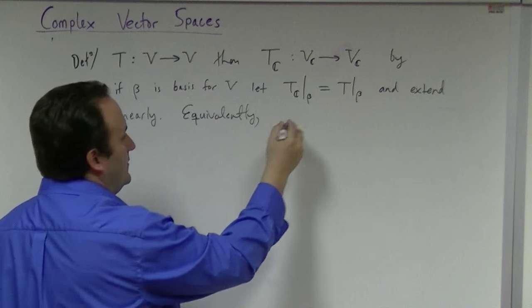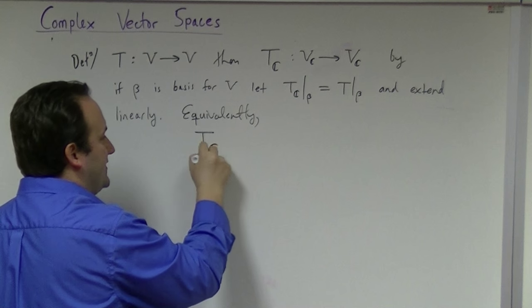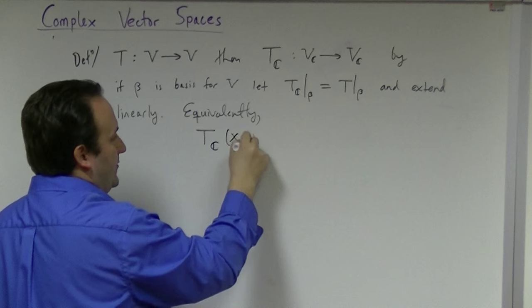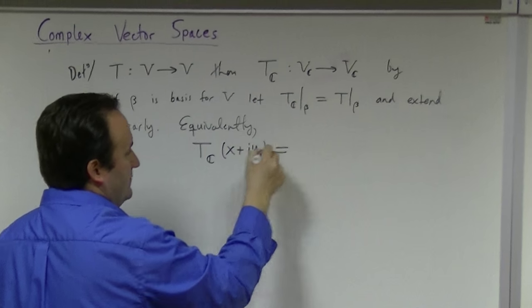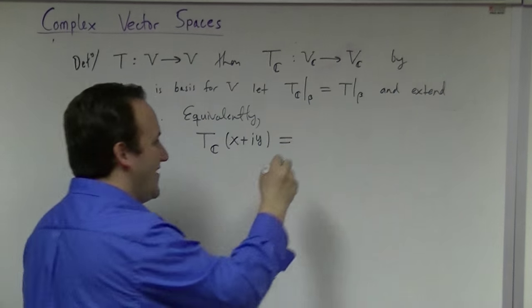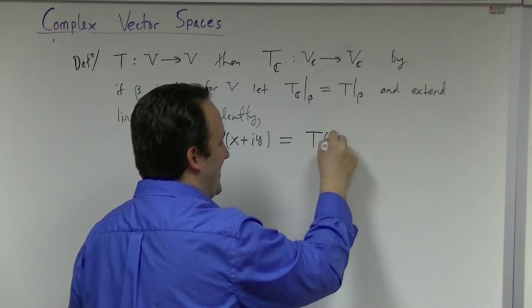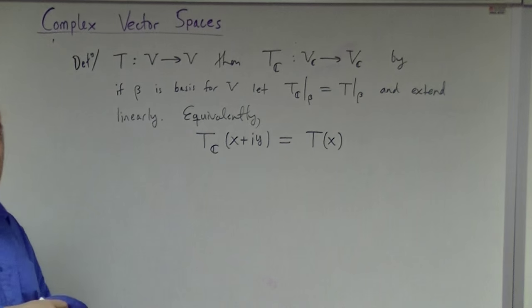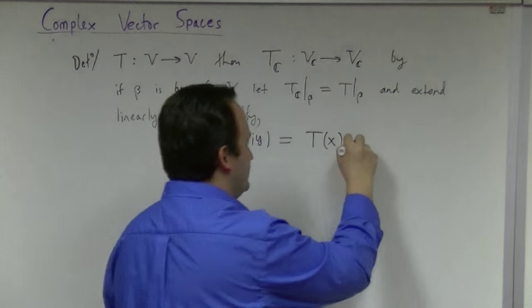Equivalently, you could just define the complexified T acting on x plus iy with the following formula. What would you do? I'll start you out. T of x plus i T of y.